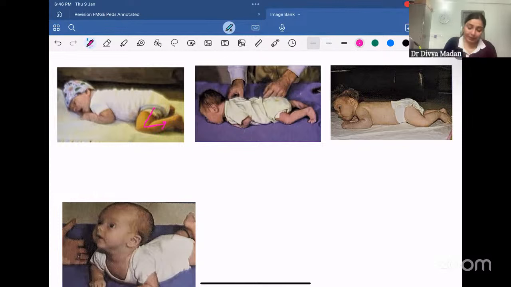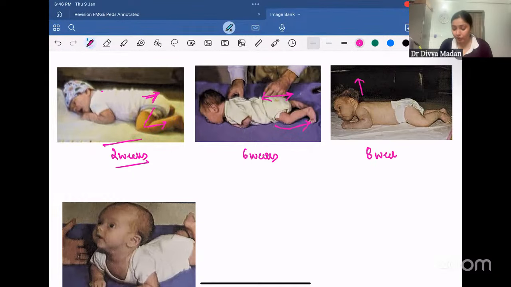And the hip level is slightly elevated because of this flexion. This is at 2 weeks of age. Now, as the child grows, this flexion goes, and now the lower limb is extended, the pelvis lies flat now. This is at 6 weeks of age. And after that, once the head is lifted off the ground, this is at 8 weeks of age. Right? So 2 weeks, 6 weeks, 8 weeks.